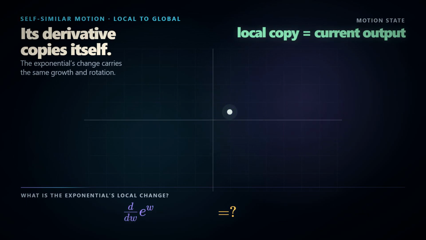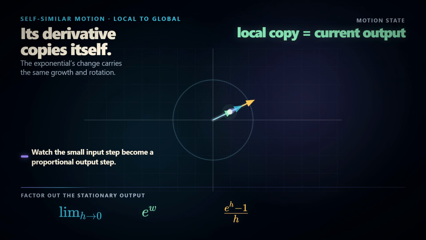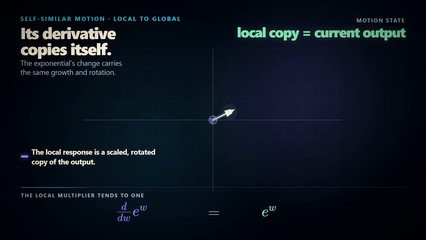The exponential has another remarkable property. Its local change copies its value. Give w a small increment h. The output change is e to the (w plus h) minus e to the w. Factor out the stationary e to the w. Dividing by h leaves e to the w times (e to the h minus 1) over h. As h shrinks to 0, that second factor approaches 1. The derivative of e to the w is therefore e to the w itself.